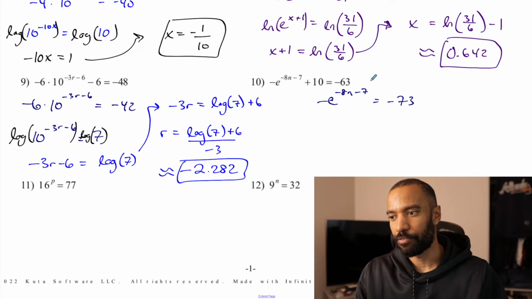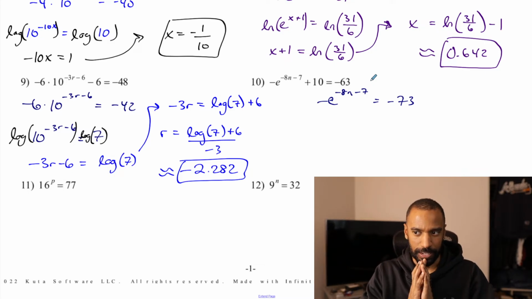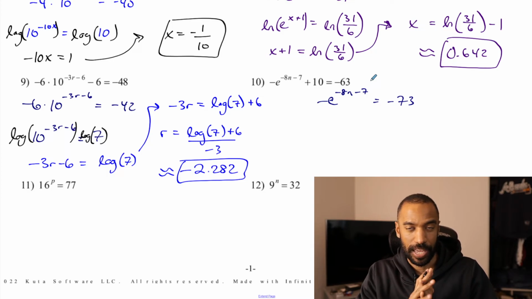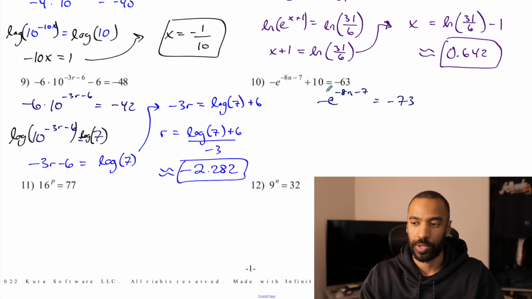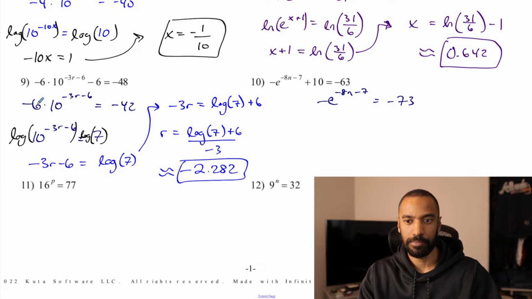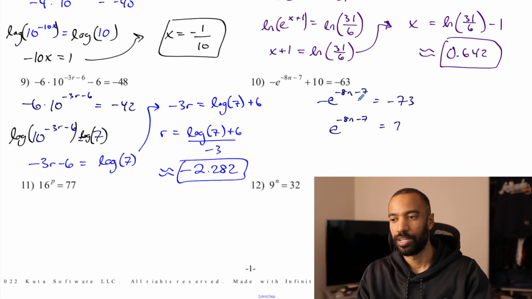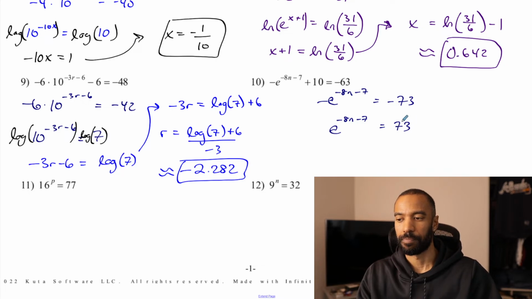Now, there's a negative in front of this e. A lot of people think this is a negative e that's happening. No, it's not e that's negative. It's e to the negative 8n minus 7 that's negative. This is the same thing as doing negative 1 times e. Remember when we did negative 6 times e and 10 and things like that? We divided by it. Let's divide everything by negative 1. Let's change the signs. E to the negative 8n minus 7 equals positive 73. Unless this was around parentheses, which it wasn't, you have to treat it like so.